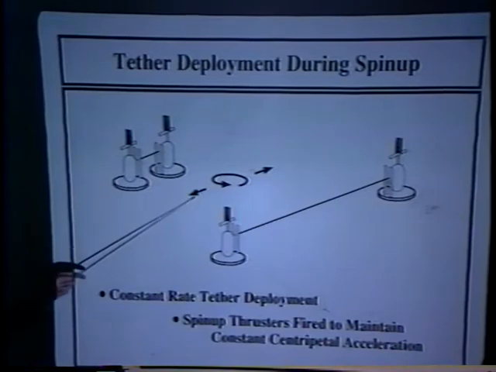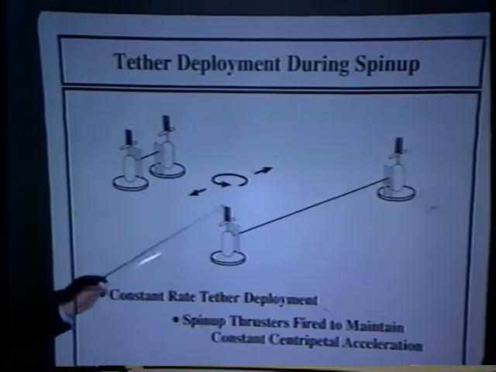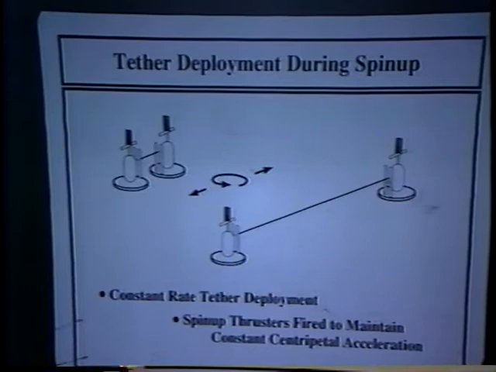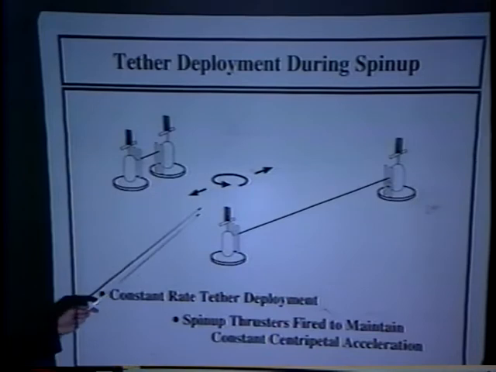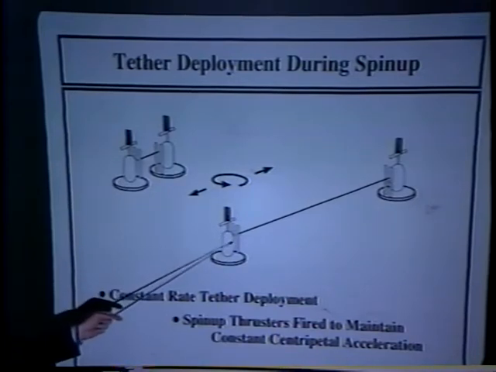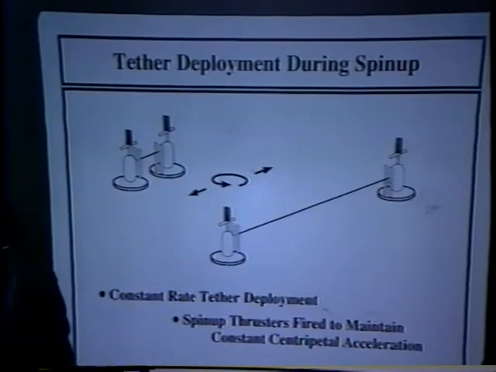So one thing that we thought of doing was to deploy the tether while the configuration is spinning. And that's what we've done in the experiment, the results of which I will show you next. The control method that I used was to fire the spin-up thrusters in such a way that the artificial gravity environment in these modules remained constant during the spin-up maneuver.